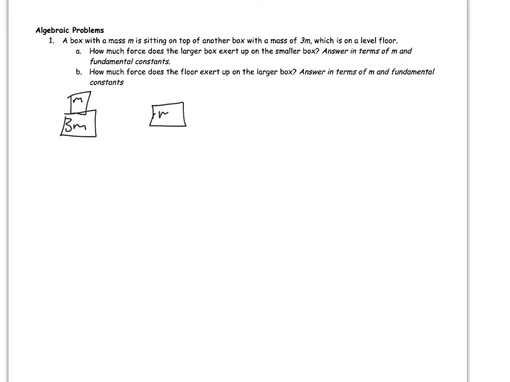So I'm going to start with object m, and the forces acting on it are this force going up, and that is from the larger box. So I'm going to call the smaller box A, larger box B. So I'm going to say that's the force of B on A. And of course we have the force of gravity acting down on the smaller box.